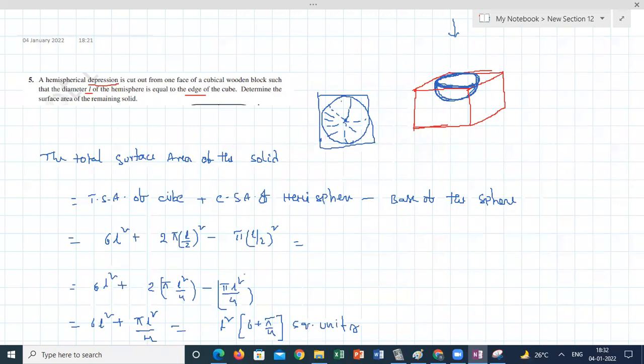Has everyone got the same answer? Students, please respond. Are you clear why I am subtracting that pi of L by 2 whole square, and why I am adding? Is it clear? Students, please respond. Yes, sir.